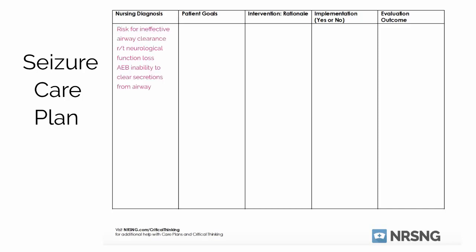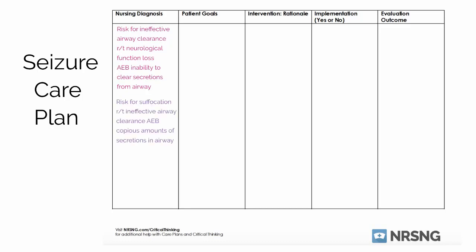The first nursing diagnosis that I chose, and there are many that you can choose, was risk for ineffective airway clearance. Now, when you're writing a nursing care plan, you don't put "related to" if it's a risk. So risk for ineffective airway clearance would be the nursing diagnosis. I put "related to" and "as evidenced by" because I wanted to help out the thought process and let you know what I was thinking. I put related to neurological function loss and evidenced by inability to clear secretions from the airway. So when a patient is seizing, their airway is a major concern.